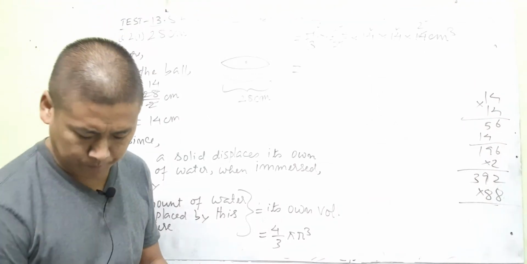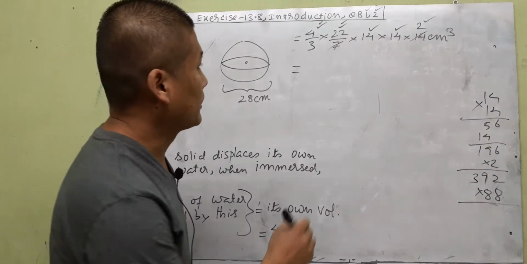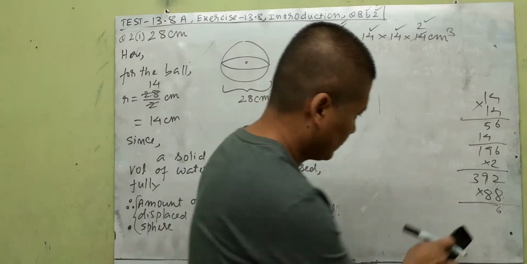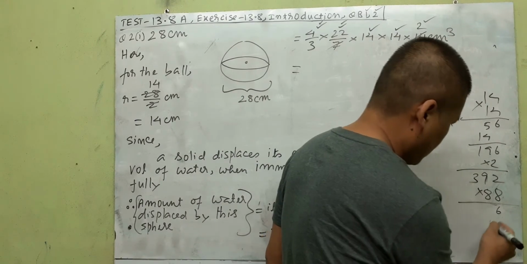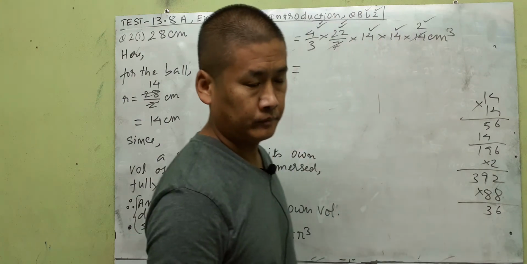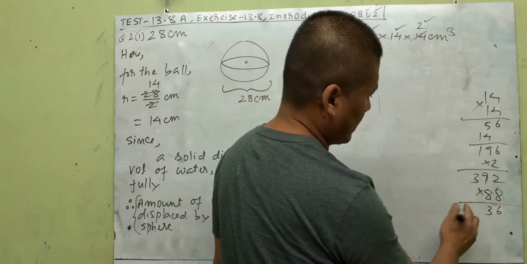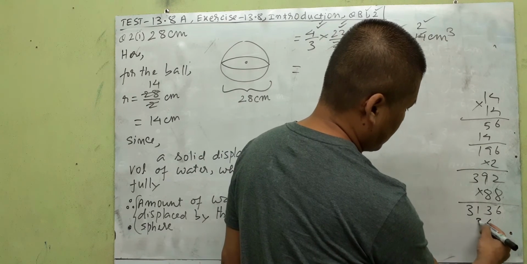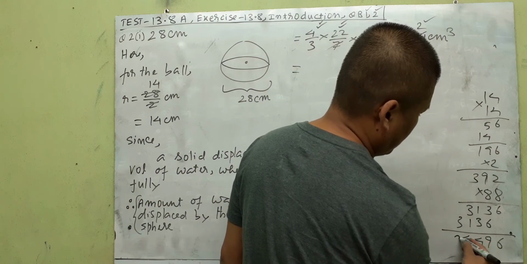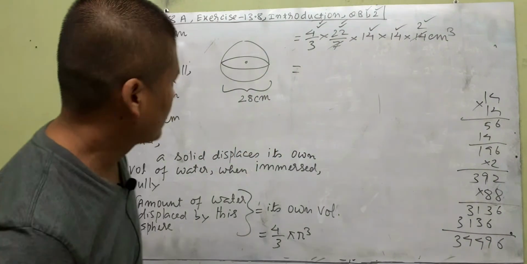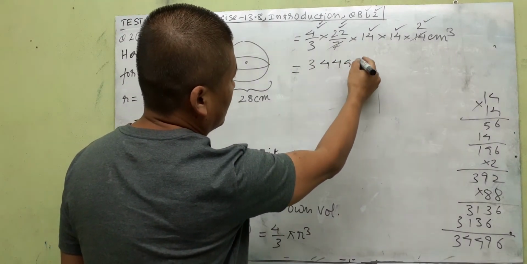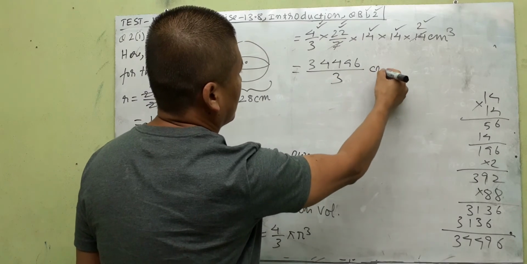So here, 8 2s are 16, 1 in hand. 8 9s are 72, 73, 7 in hand. 8 3s are 24, plus 7 is 31. 6 3 1 3, let us say. 6 9 4 4 and 3. So here we're going to get 3 4 4 9 6 by 3 centimeter cube.